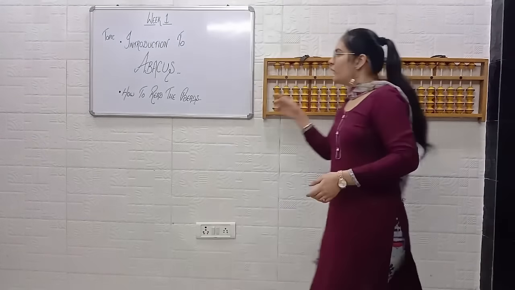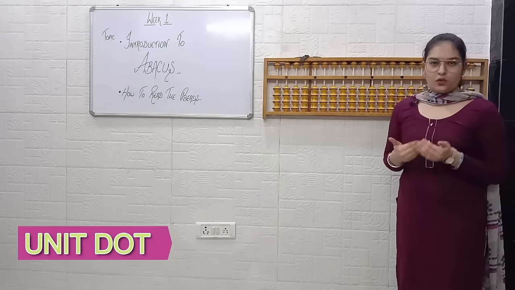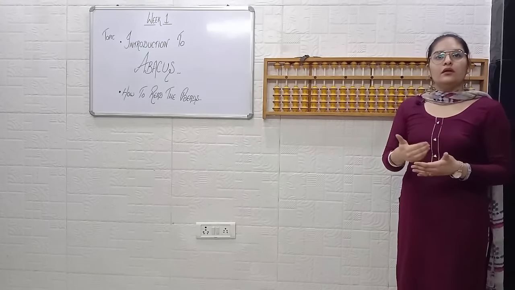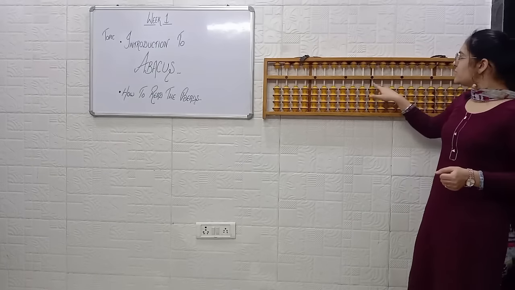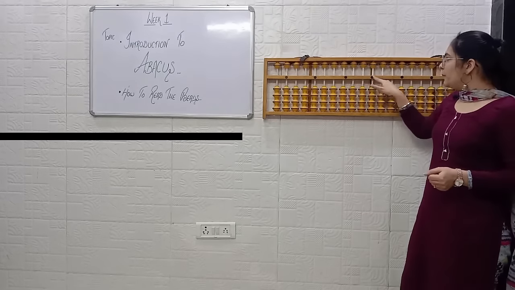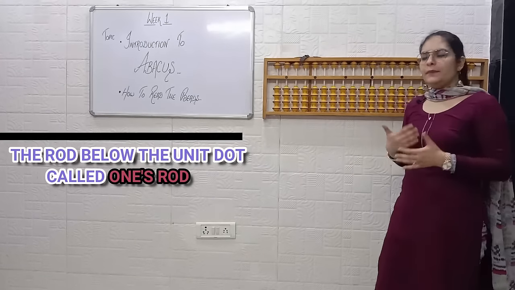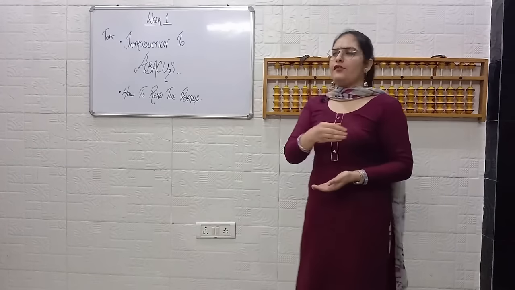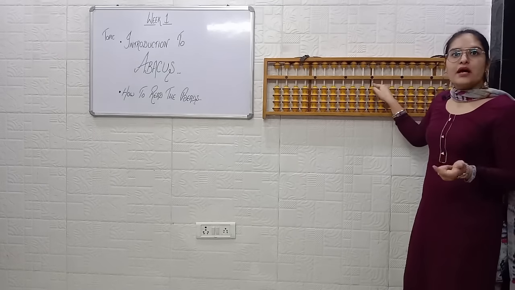Now next. Now you can see this dot, right? We call it unit dot. What do we call it? Unit dot. Again, unit dot. One more time. Unit dot. Perfect. Now you can see the rod below it. We have different rods, right? The rod below the unit dot is ones rod. You have learned place value in your school, right? So in this way, we will be learning ones, tens, hundred on this abacus.